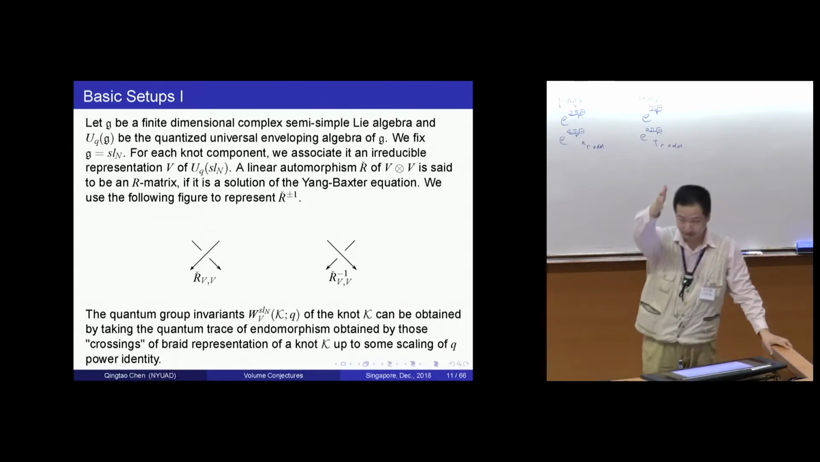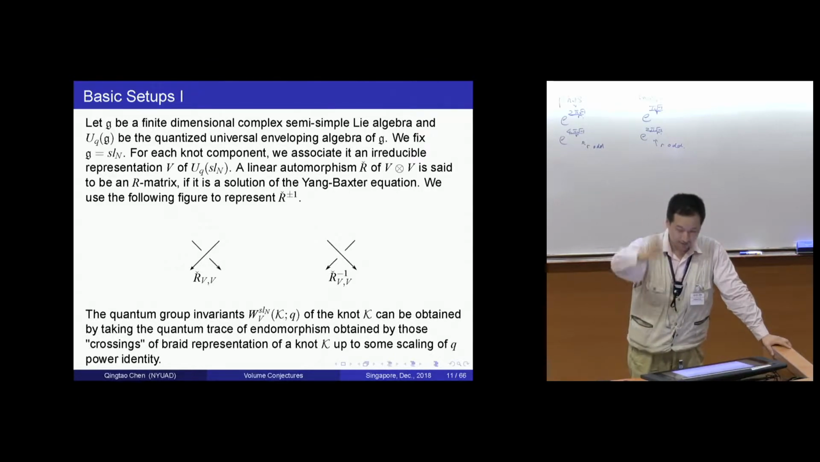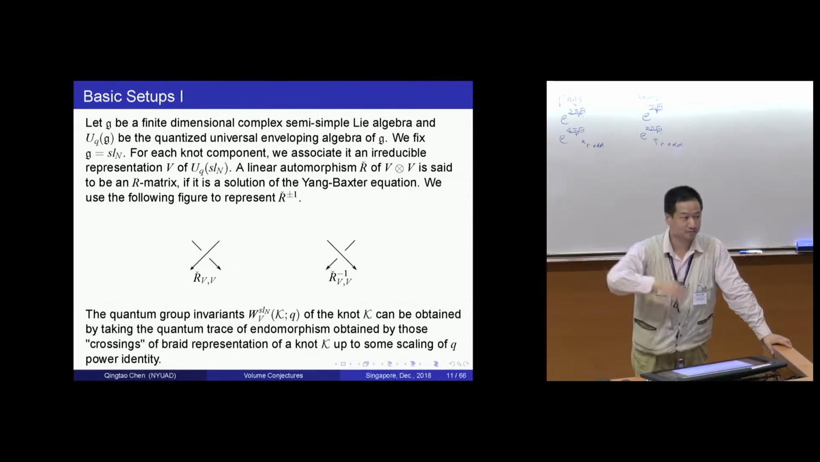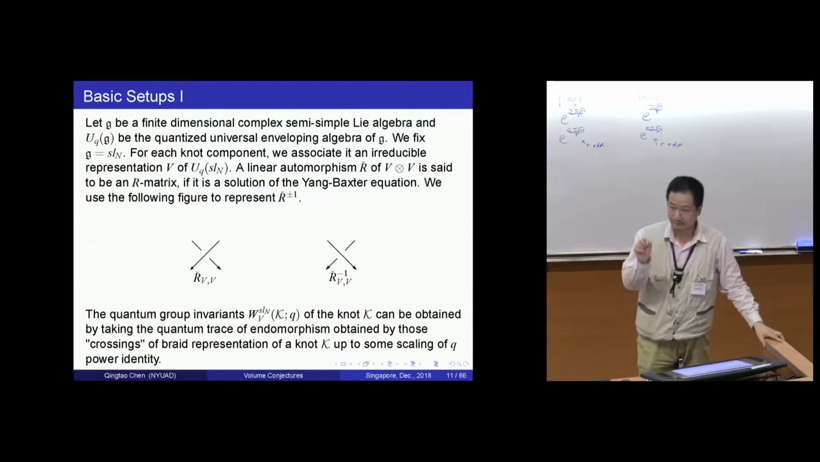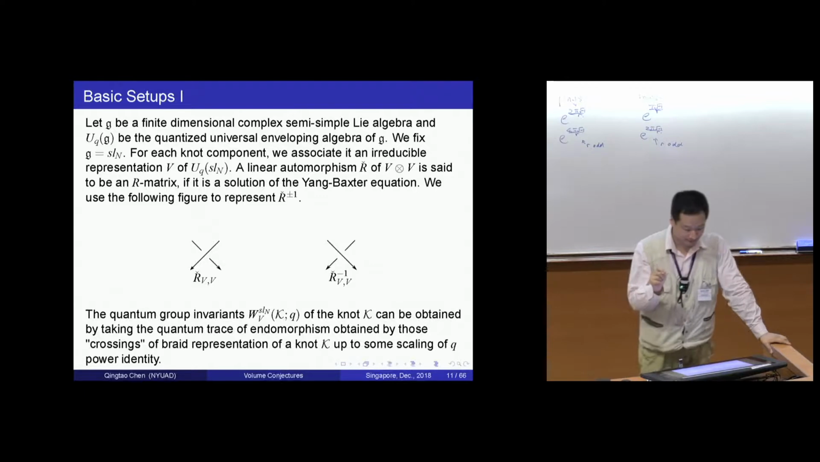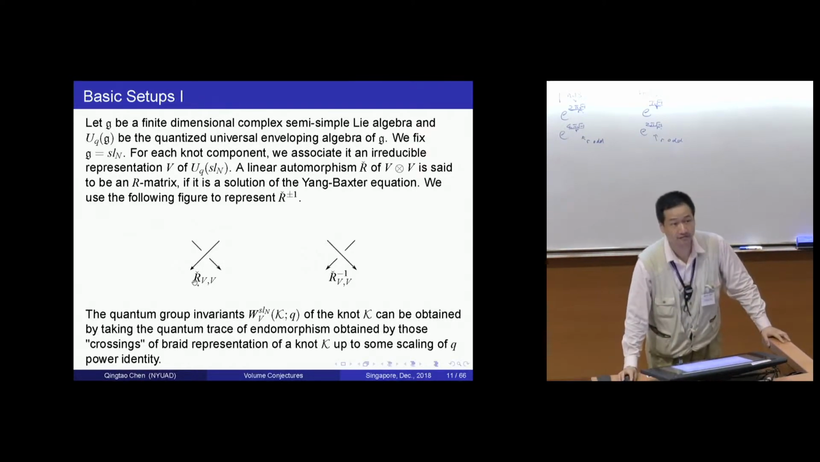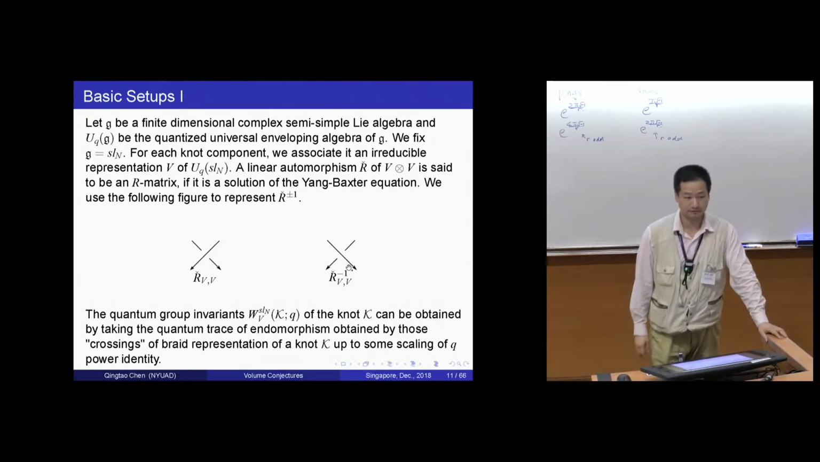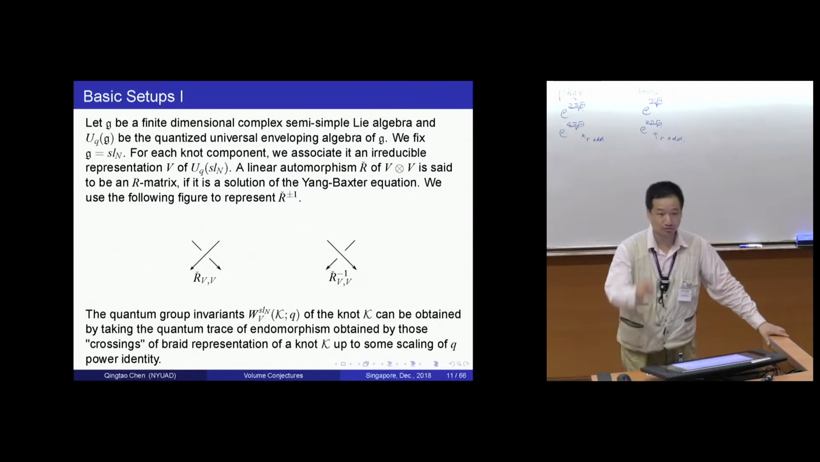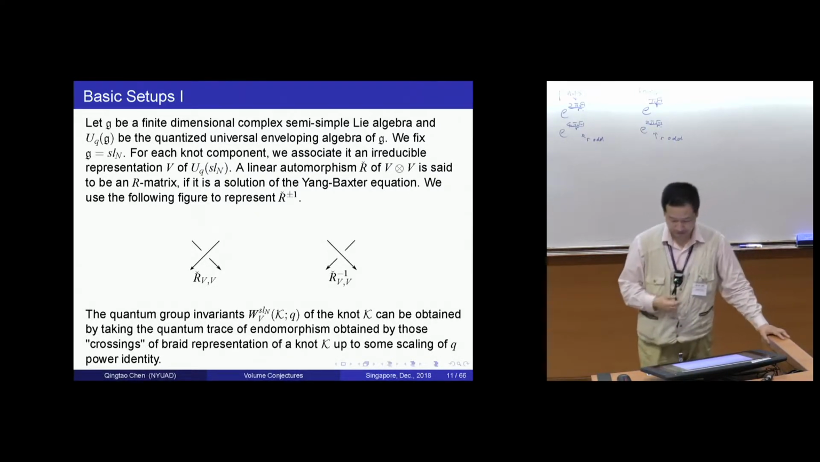Then you write down from the upper part to the bottom part those endomorphisms. And then you associate each crossing to an R matrix. The R matrix is a solution of the Yang-Baxter equation. For a positive crossing, you associate R_VV, and for a negative crossing, you associate R_VV inverse. In such a way, you get an endomorphism. Then you want to take the trace. We don't take the normal trace, we take the quantum trace.